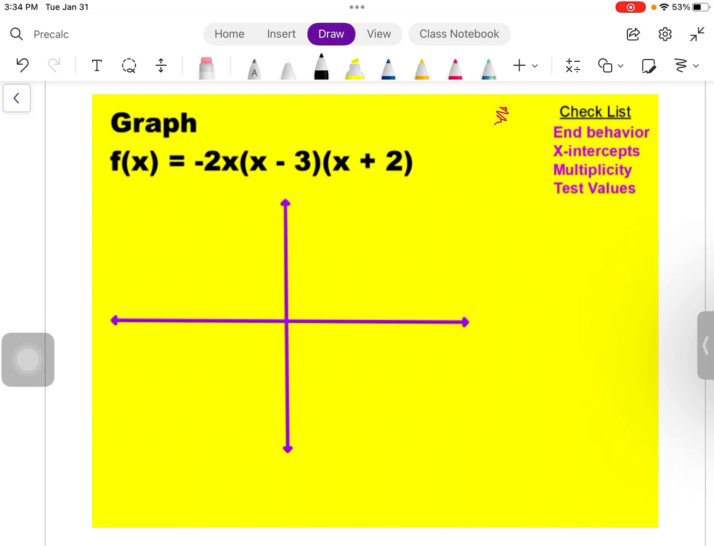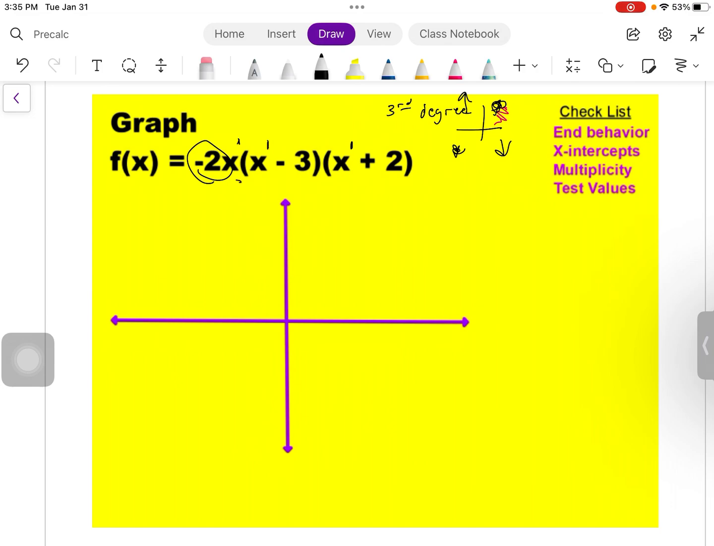First, the end behavior. This is x to the first, x to the first, x to the first. It is a cubic, so third degree. So my end behavior should look up and down, but because of this negative 2, it's actually going to flip over, so it's going to go up on the left and down on the right.